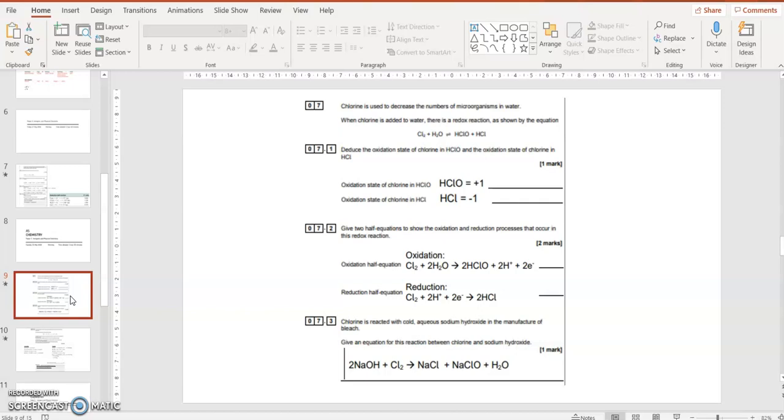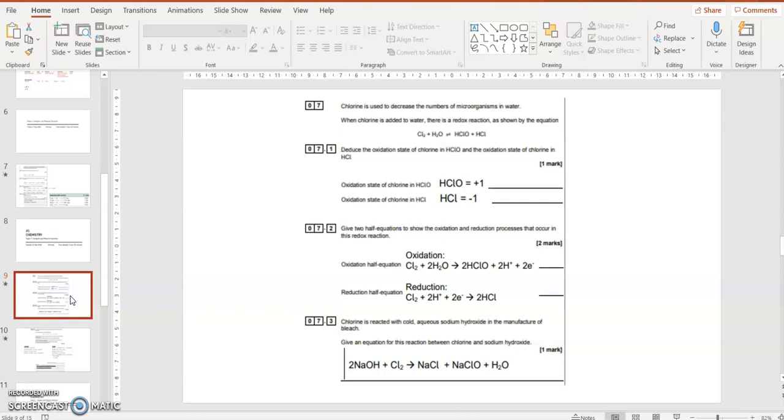When chlorine is added to the water, there's a redox reaction. I wonder why it's redox. Let's have a look. Cl2, on its own, it's going to be oxidation state 0. In HClO, the Cl is in +1 oxidation state. 1 plus for the H, 1 plus for the Cl, minus 2 for the oxygens. Because you know hydrogen is in +1, oxygen is in -2, so the Cl must be in +1. So it's gone from 0 oxidation state to +1.